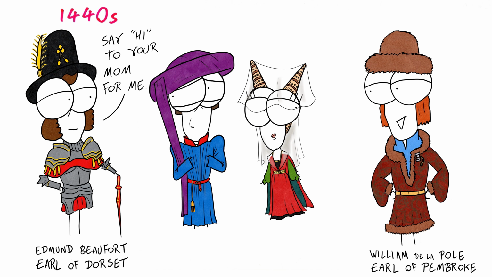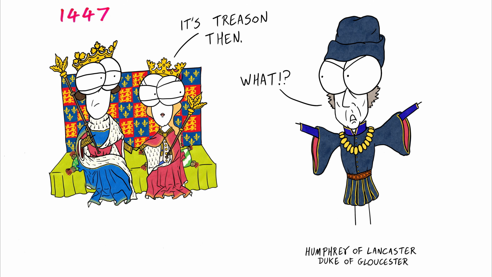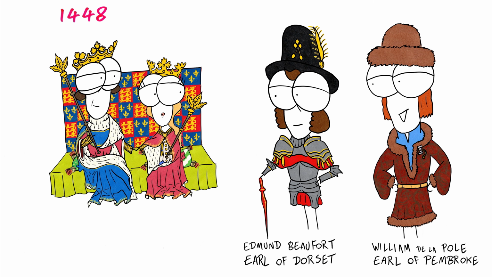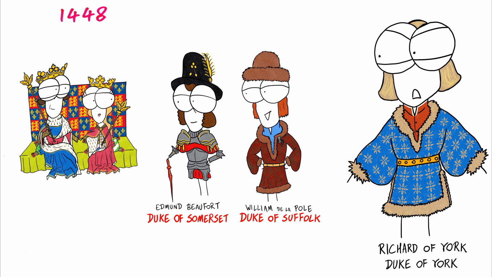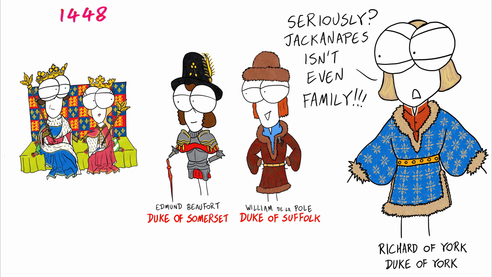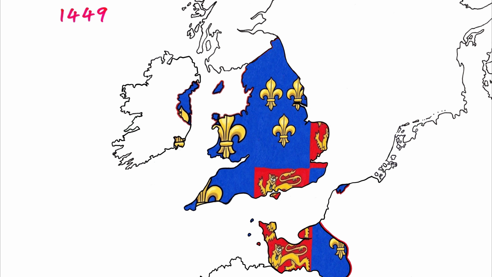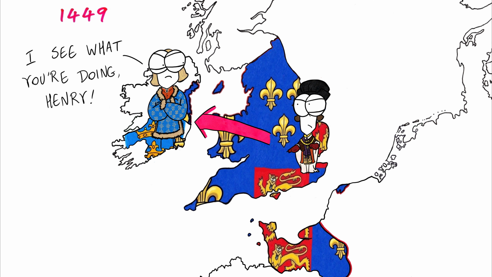On Delapole's suggestion, Henry accused his own uncle Humphrey, Duke of Gloucester, of treason, and he died shortly after his arrest. Beaufort and Delapole were made dukes, annoying many, including the powerful Richard, Duke of York, another strong contender for the English crown. Henry kept him out of the way by sending him to govern Ireland.